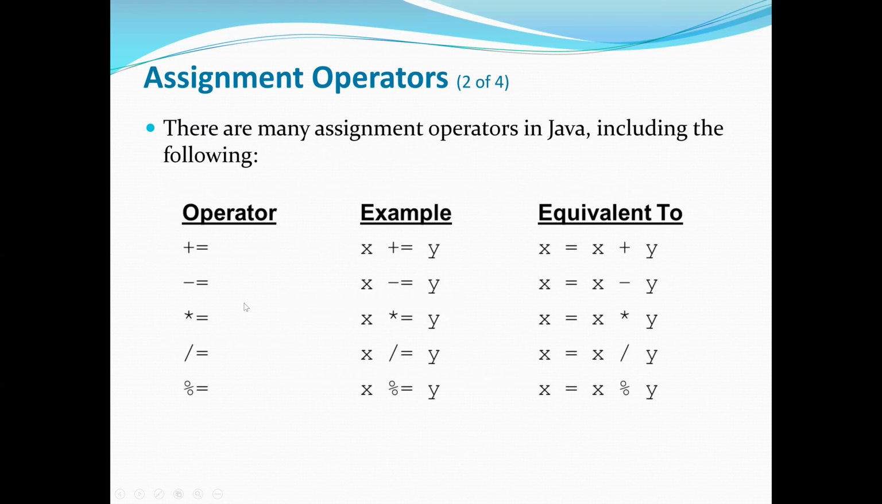And we have a few examples for other operators. For example, plus equal. If I say x plus equal y, it means x equal to x plus y. If I say x minus equal y, it means x equal to x minus y. If I say x multiply equal y, it means x equal to x multiplied by y. Also, if I say x divided equal y, it means x equal to x divided by y. Also, if I say x modulus equal y, it means x equal to x modulus y.